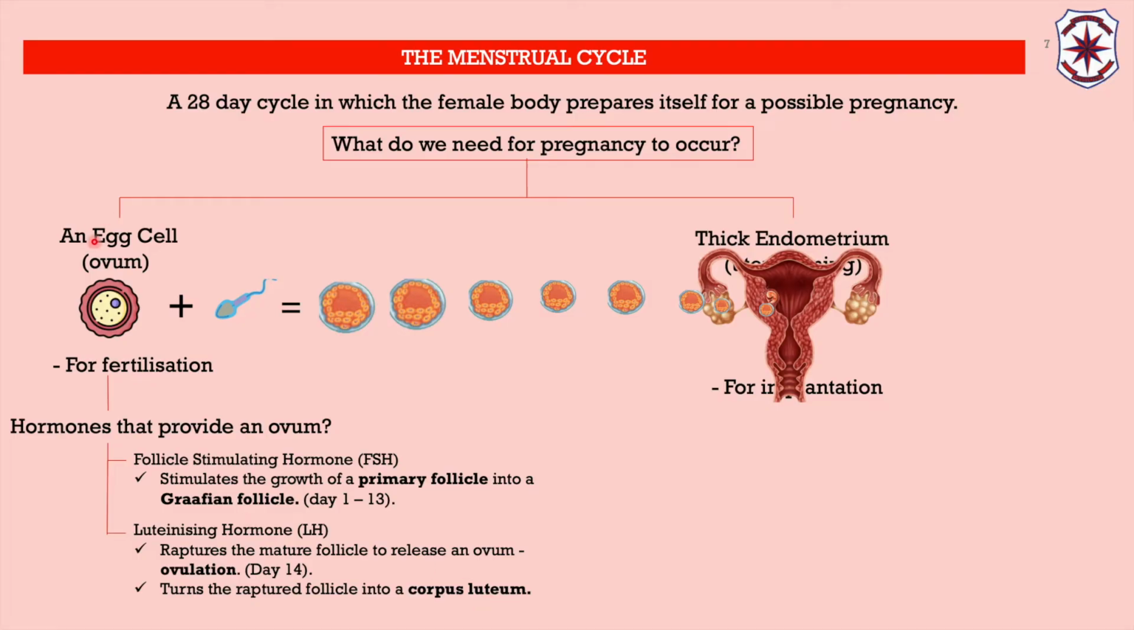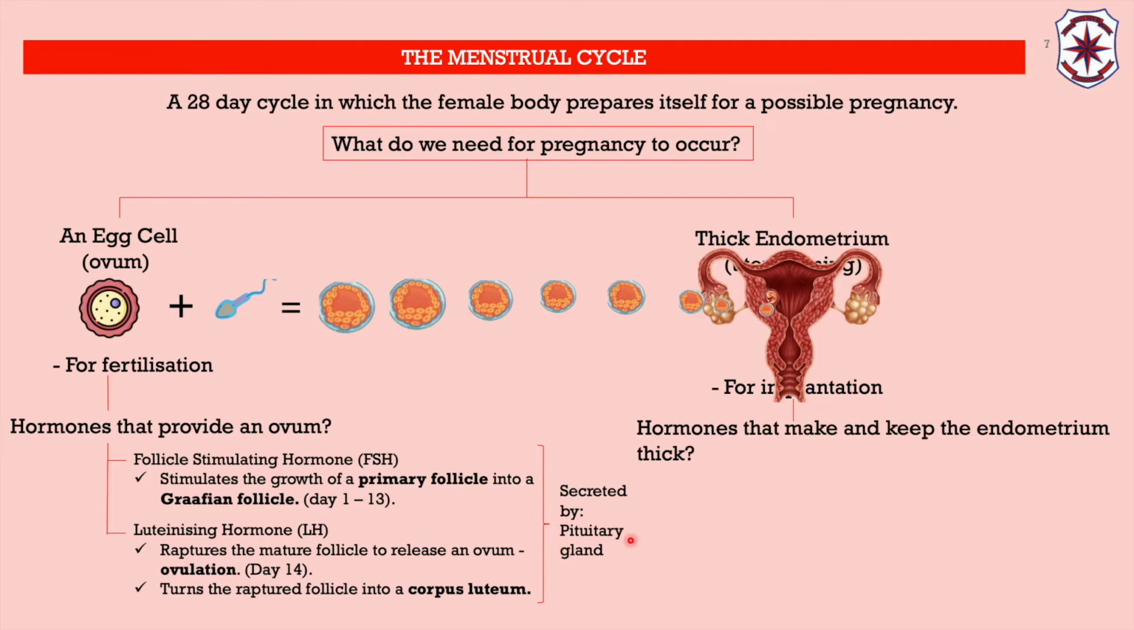Okay, now we have an ovum. How do we achieve getting a thick endometrium for implantation? All right, FSH and LH are both secreted by the pituitary gland, which is a gland at the base of the brain. Now, the hormones that make and keep the endometrium thick, we have the first hormone, which is estrogen.